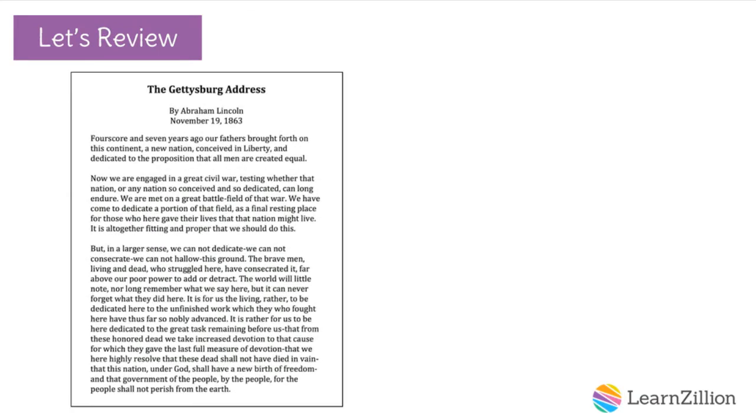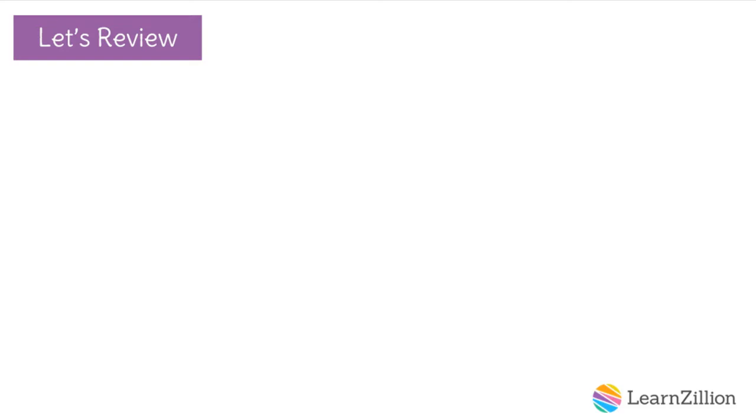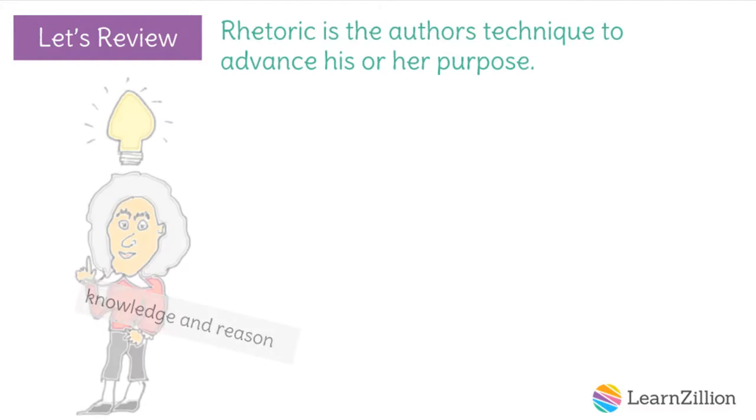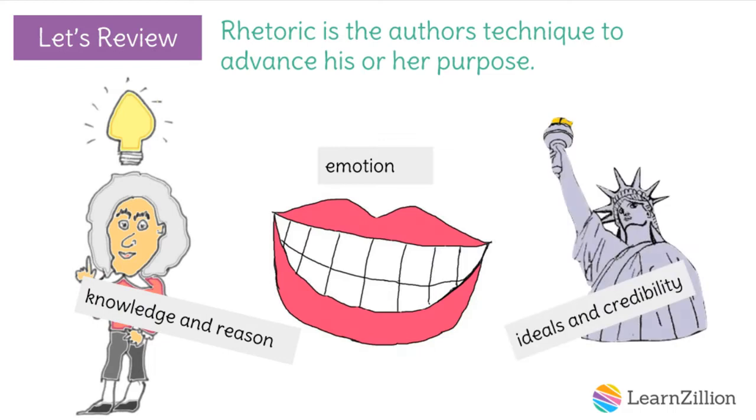We've been reading Abraham Lincoln's speech, the Gettysburg Address. This is a non-fiction persuasive speech that Lincoln gave on November 19, 1863, after the Battle of Gettysburg. Let's also review rhetoric. Rhetoric refers to the author's technique to advance his or her purpose. Common techniques relate to appeals to knowledge and reason, emotion, as well as ideals and credibility.